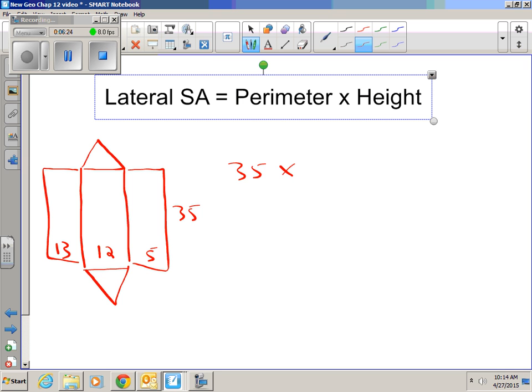perimeter of the base, which in this case is 17 is 30. So a shortcut for finding the lateral surface area of a rectangular prism or of any prism is the perimeter of the base times the height.